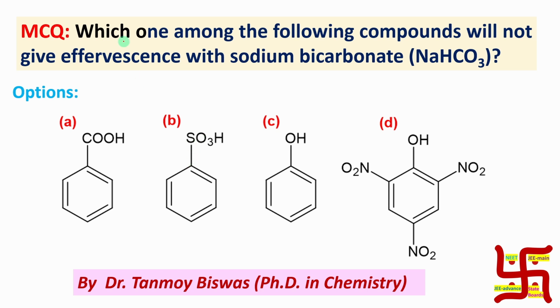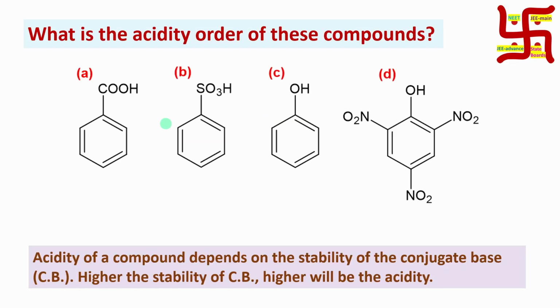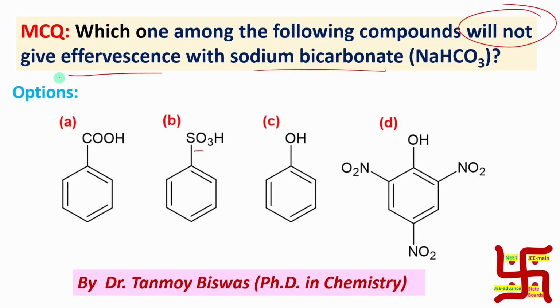Now the question: which one among the following compounds will give effervescence with sodium bicarbonate? Actually, it's a test of acidity. There are four compounds: carboxylic acid, sulfonic acid, phenol, and this derivative of phenol. So now which one will not give effervescence? This question could be asked in a different way, that is, what is the acidity order of these compounds? And obviously the lowest acid will not give effervescence. So that's the actual question.